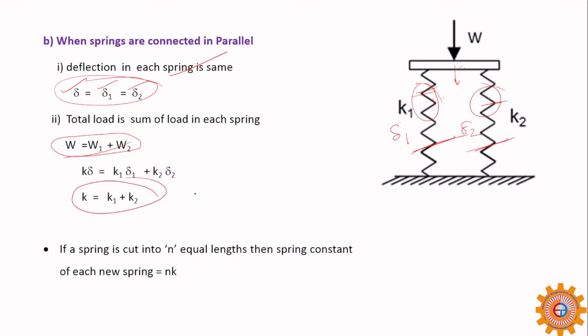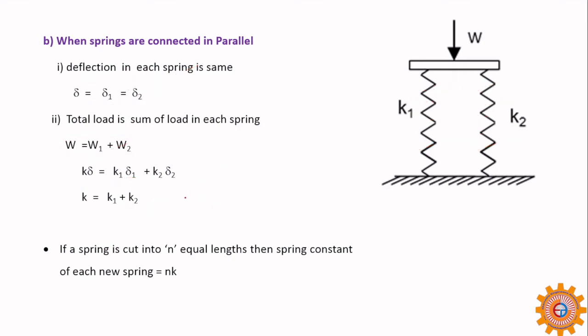In that case, the resultant spring constant K is equal to the addition of these constants. This is the electrical analogy, like resistors connected in series, and vice versa.